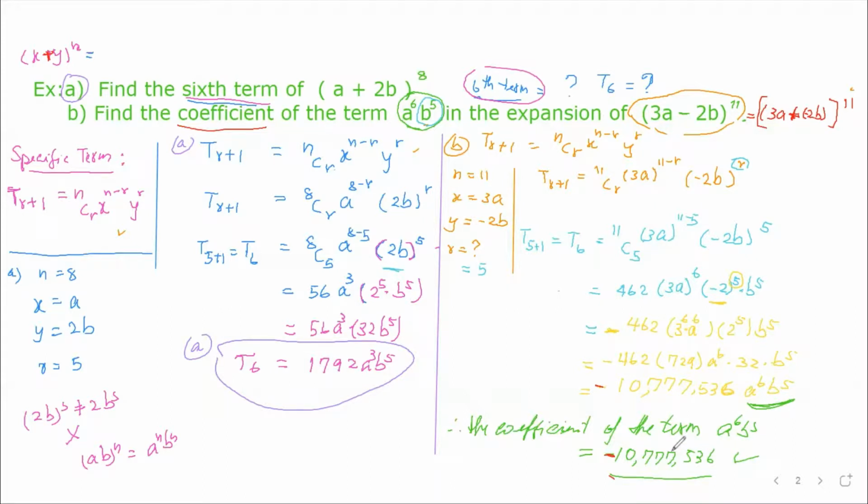Negative 10, how many? 10 million, negative 10 million, 777,536. That's the final answer. Okay, this is the second example. We go to the next one, okay? Next one. Okay, this one.